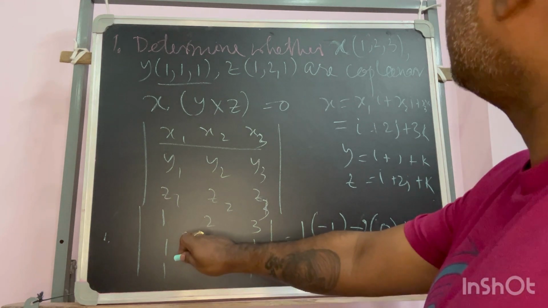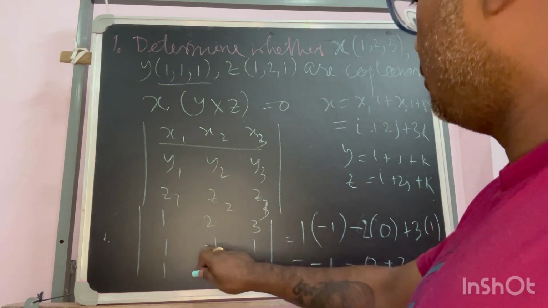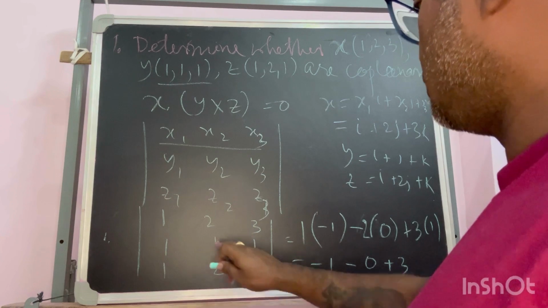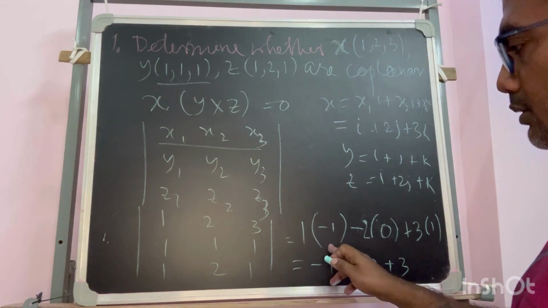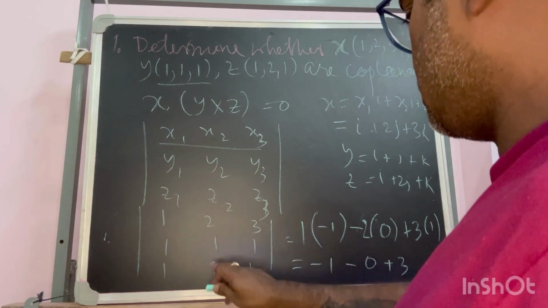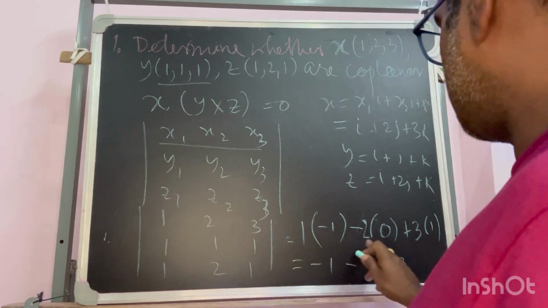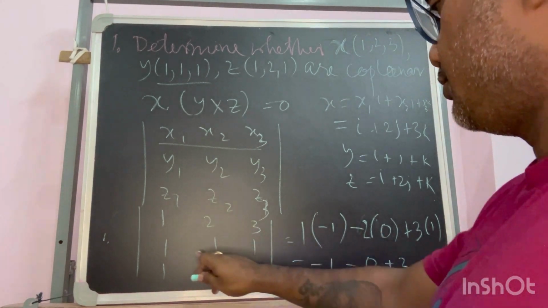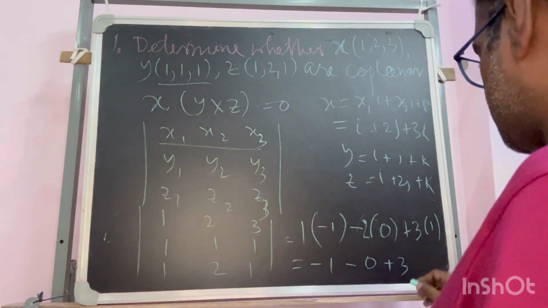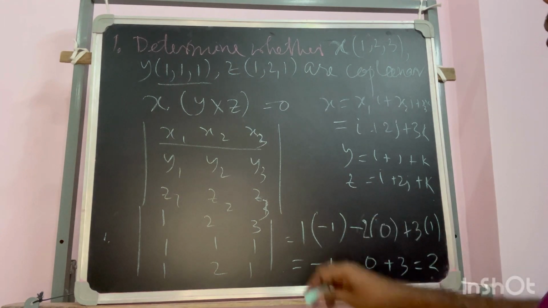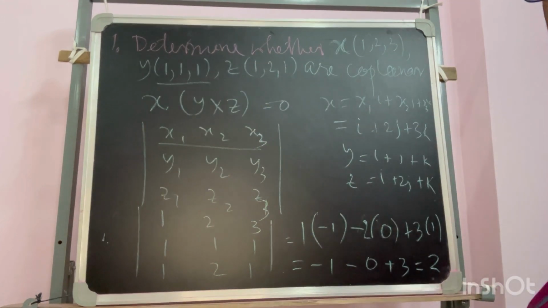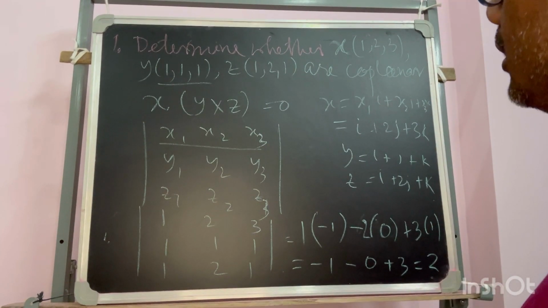So 1 into this, minus 1. Then minus 2 into this, which is 0. And 3 into this, plus 3. So ultimately this is coming to 2. So this is not equal to 0. So these points are not coplanar. This is non-coplanar. Okay.